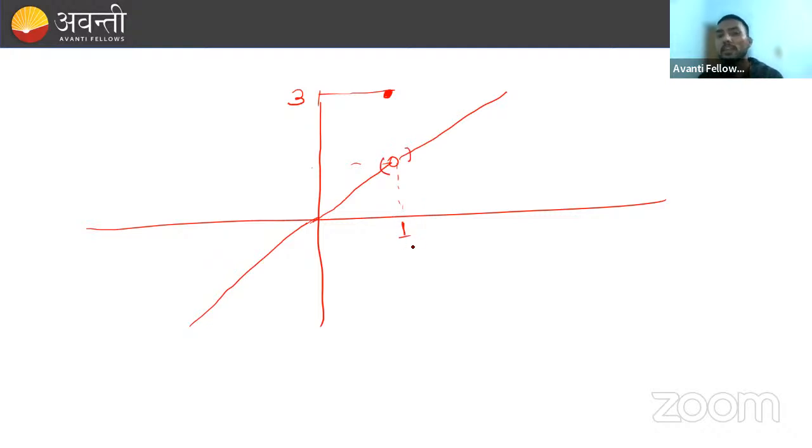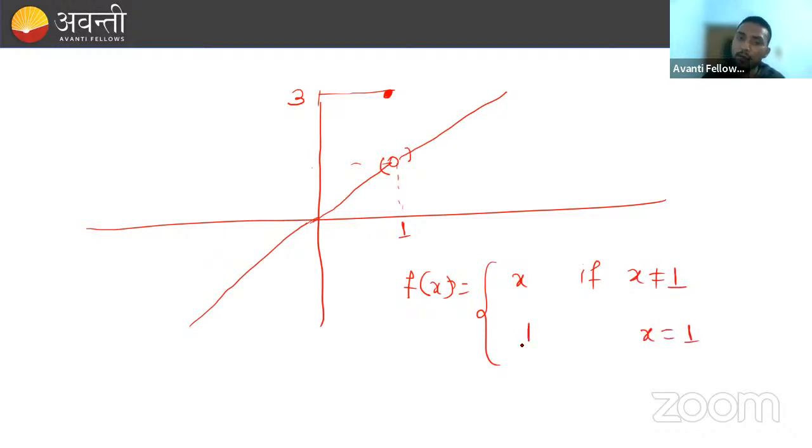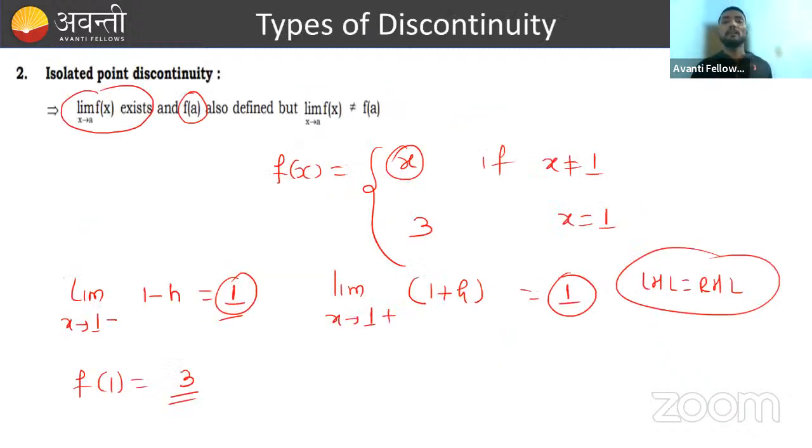So again, if we have to remove the discontinuity, I can write it like this: f of x is equal to x if x is not equal to 1, and if x is equal to 1, then it is 1. In place of 3, what will I write? 1. So we can remove this one. Okay, so I hope it is clear.